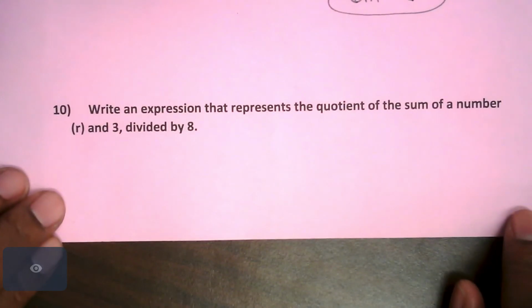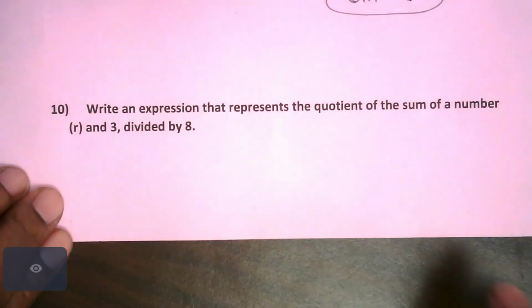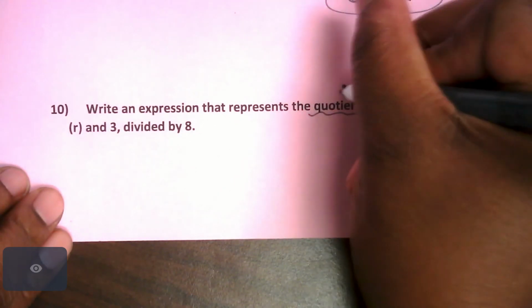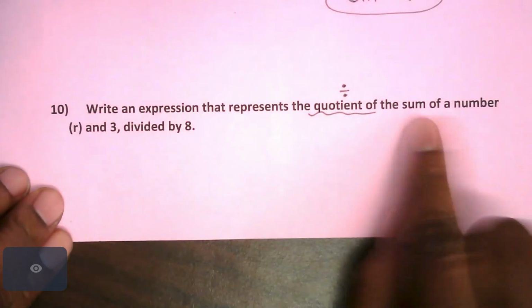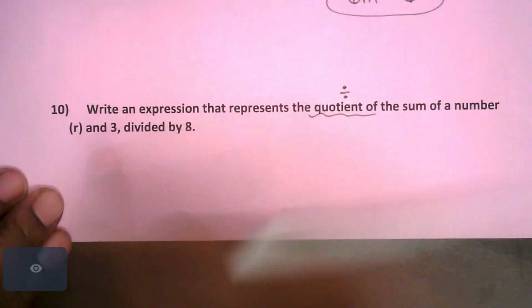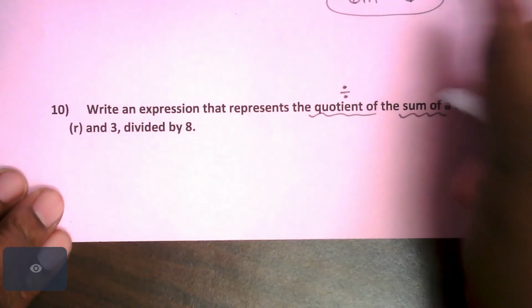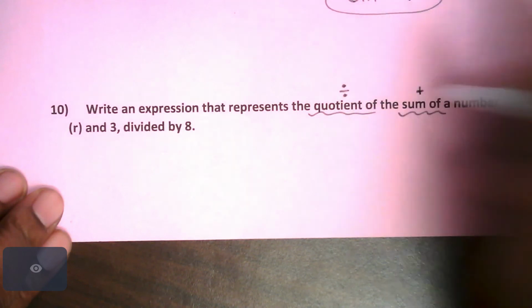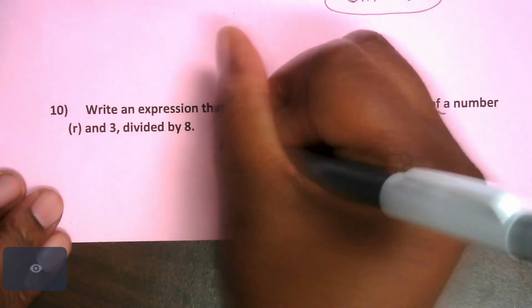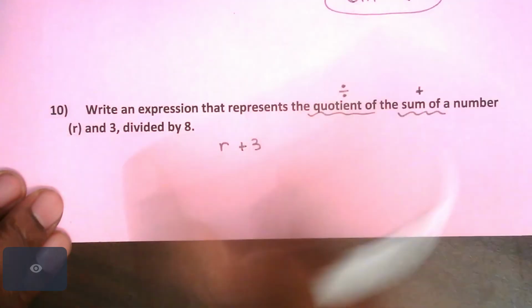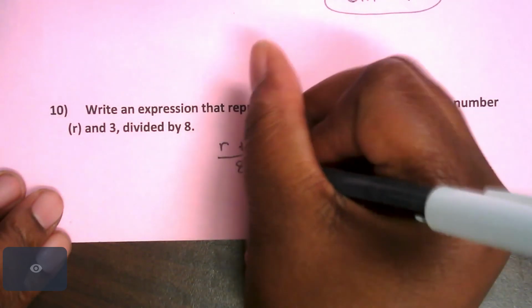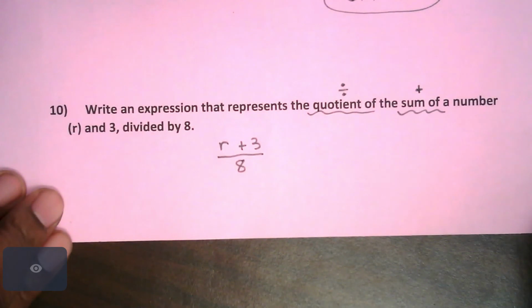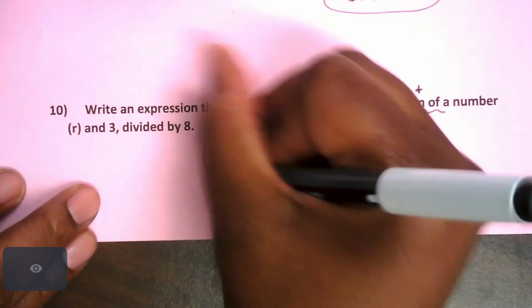All right, and the last one. Write an expression that represents the quotient of, all right? And so this is giving us a big hint that what we're doing here is dividing. The quotient of what? The sum of a number r and 3. So sum of a number is telling me that we are adding. R and 3. So let me do that first. R plus 3. And then they want us to divide it by 8. So that's the quotient they're looking for. So r plus 3 divided by 8.